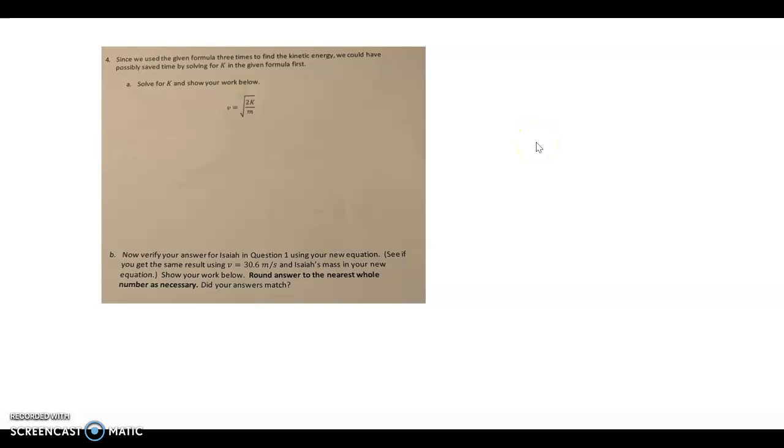This is part of the Module 7 reality check for Math 990. And so you've just solved some of the other problems, and now we need to solve this one. So what we're doing here is we need to solve for k.